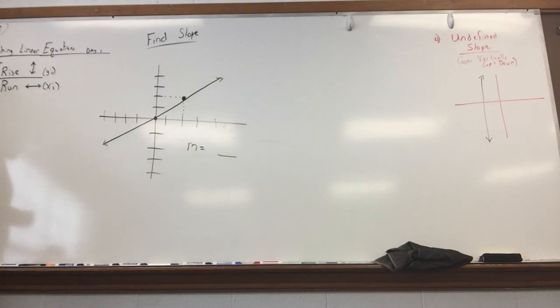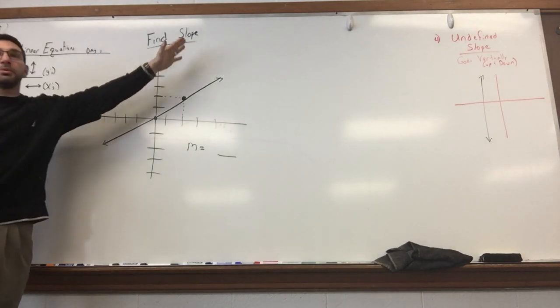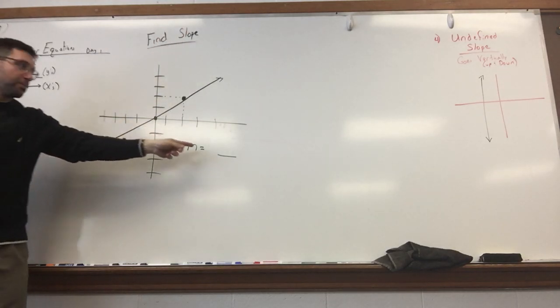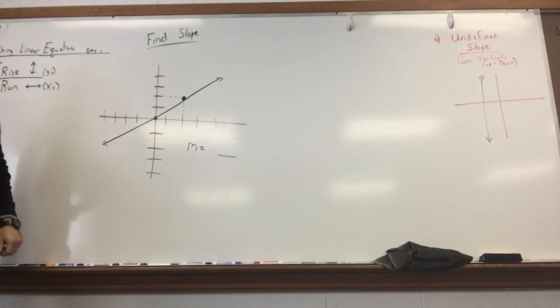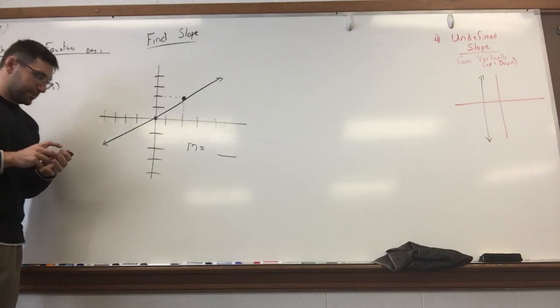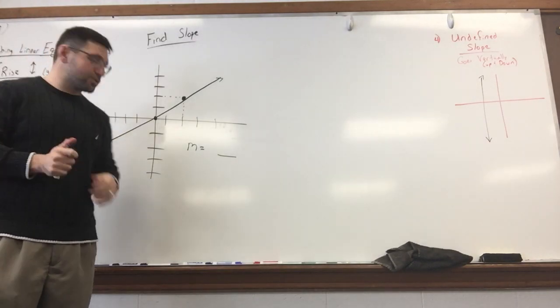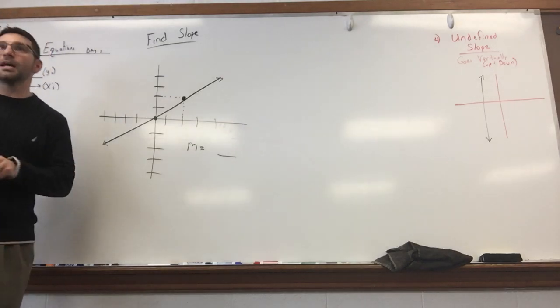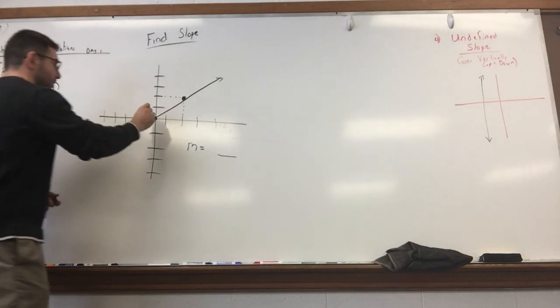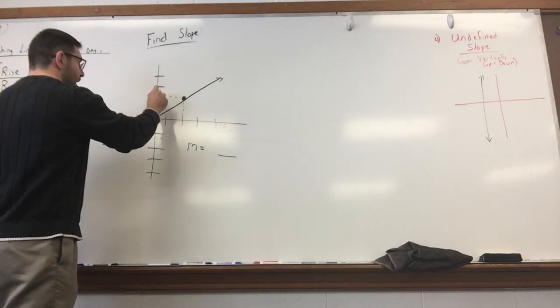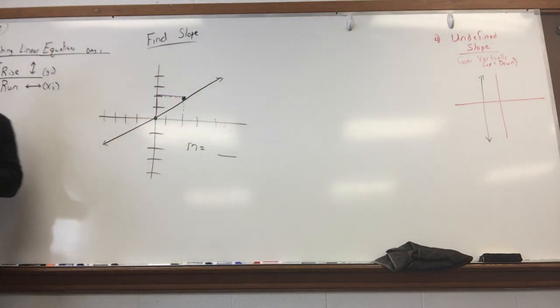Just by looking at it, is it positive, negative, 0, or undefined? Emily? Positive. Why? Yeah, from left to right, it's going uphill. So it's positive. So I don't need to put a negative at all with this. So here's our first step. We always start at the farthest left point. So here's a point. I'm starting here. I'm going to make a triangle.